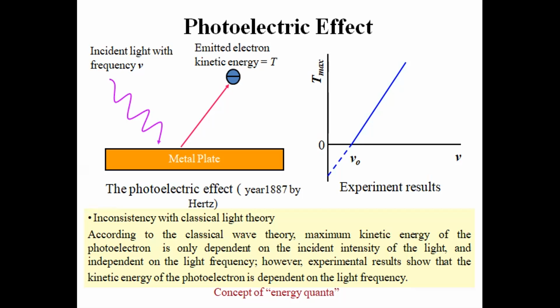Inconsistency with the classical light theory. According to the classical wave theory, the maximum kinetic energy of the photoelectron depends only on the incident intensity of the light and is independent of the light frequency. However, experimental results show that the kinetic energy of the photoelectron is dependent on light frequency.